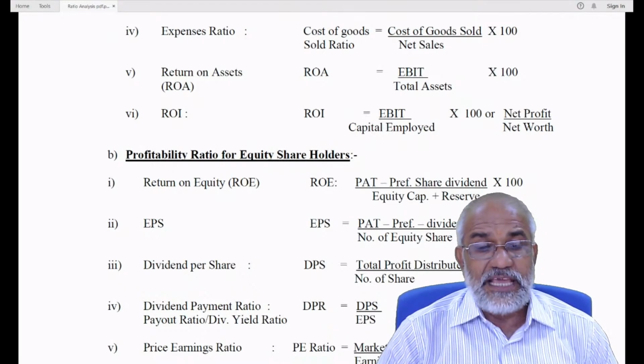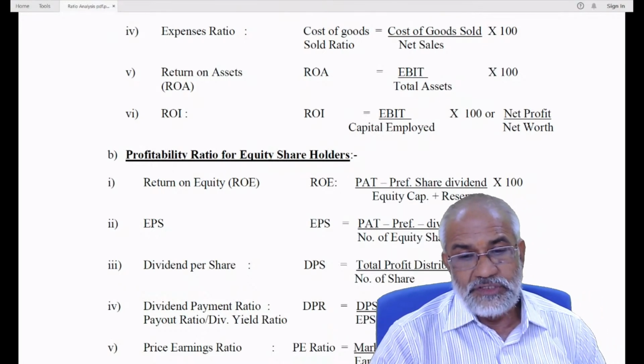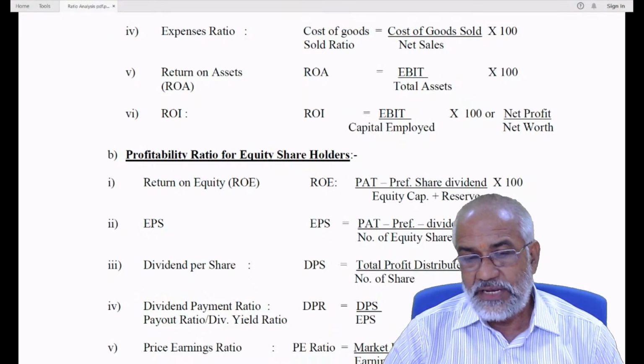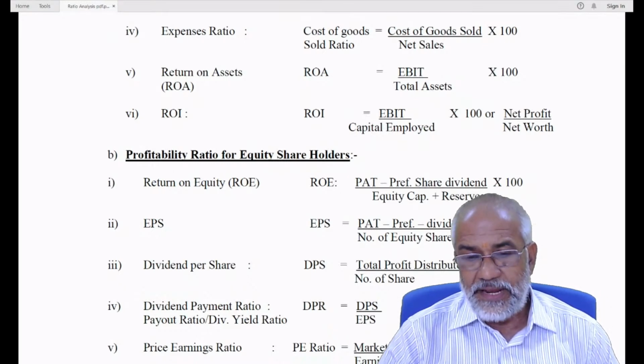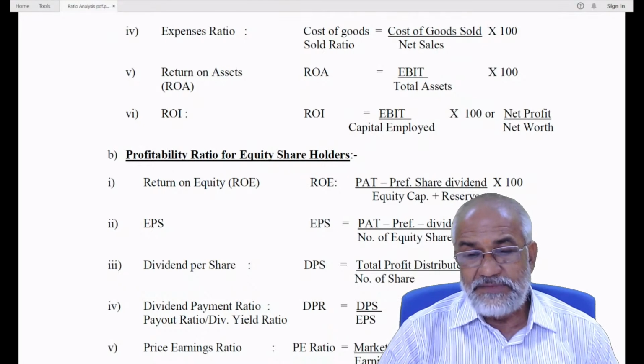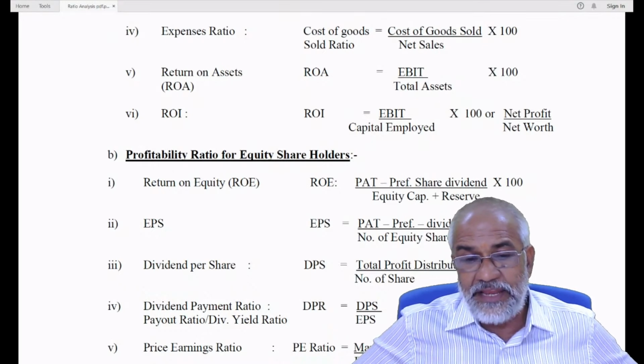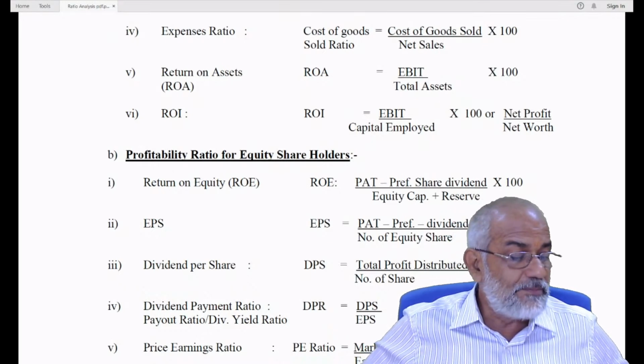After dividend per share comes the dividend payment ratio, which is otherwise called the payout ratio or the dividend yield ratio, they are one and the same. DPR, dividend payout ratio, dividend payment ratio. It is DPS divided by EPS into 100. That means dividend per share divided by earning per share into 100. That would be the dividend payout ratio.